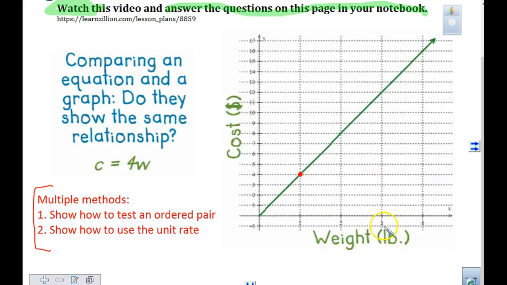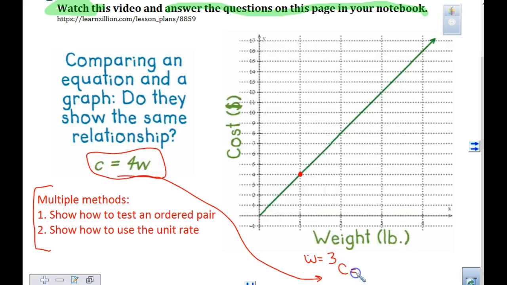What if I wanted to go to 3 pounds? If the weight is equal to 3 in this equation, so we're going to go to this equation. If W equals 3, our cost should be 12. So we're going to take 4 times 3, it should be 12, right? So my ordered pair that makes this true should be 3, 12.